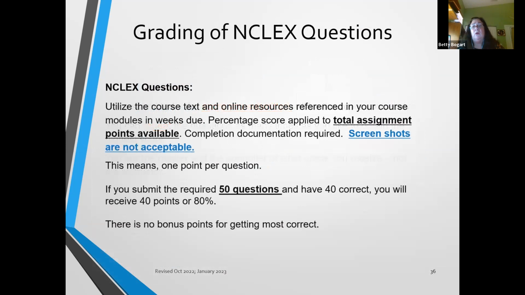Again, get whatever score you want on the NCLEX. Again, they're worth 5% of your grade. So each NCLEX question set, 50 questions, is worth 1.25% of your grade. And that can add up quite quickly. So if you have all hundreds, it's going to bring your grade up really well, because that's 5% of your grade in the end.